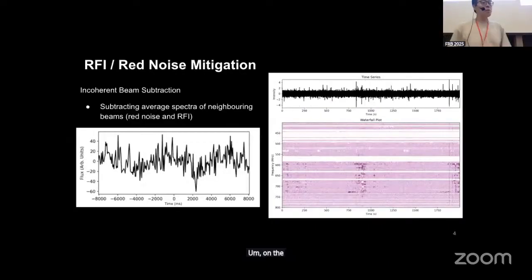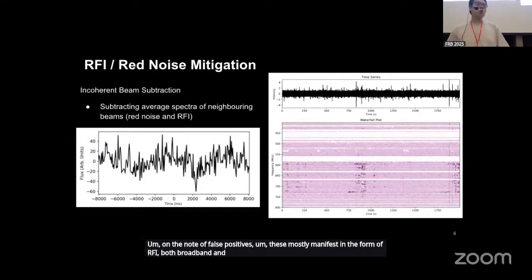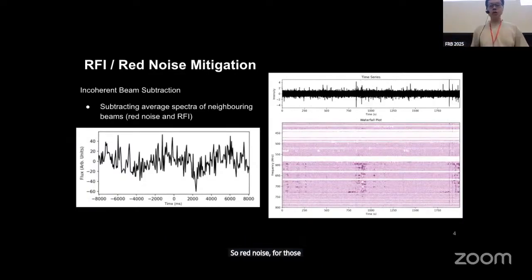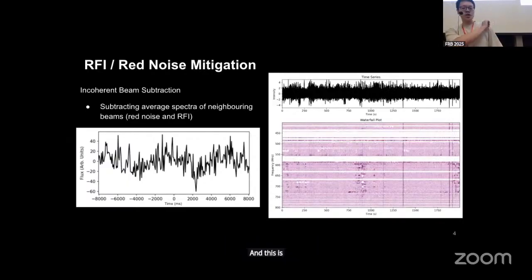On the note of false positives, these mostly manifest in the form of RFI, both broadband and narrowband, and also, more importantly, in the form of red noise. Red noise, for those who don't know, is this kind of long baseline variation that occurs over time. And this becomes increasingly problematic as we go to slower and slower timescales, especially when we begin to do single pulse searches on seconds timescales. This is demonstrated on the left.